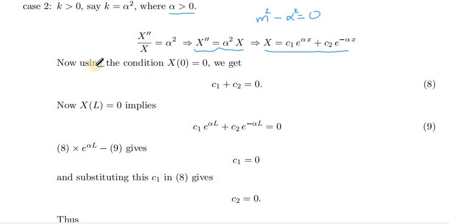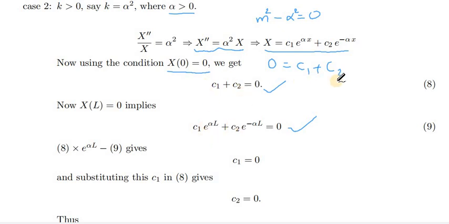Now in the solution, I am again putting the condition u of 0, t equal to 0. That means X of 0 equal to 0. So that implies 0 is equal to c1 into e raised to 0 plus c2 into e raised to 0. So you get this equation: c1 plus c2 equal to 0. Now the second condition, X of L equal to 0, implies you are substituting capital L for small x. So you get c1 into e raised to alpha L plus c2 into e raised to minus alpha L is equal to 0.